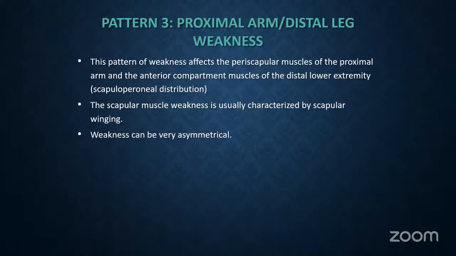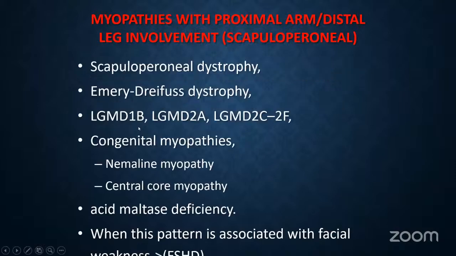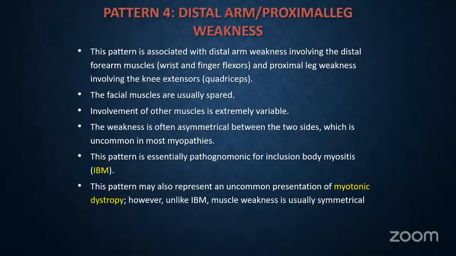Proximal arm or distal leg weakness is also another pattern, the third pattern. This is also known as a scapuloperoneal pattern. Scapuloperoneal pattern can be seen in scapuloperoneal muscular dystrophy, EDMD, LGMD1B, 2A, and 2C to 2F, nemaline myopathy, central core myopathy, and acid maltase deficiency. If this pattern has associated facial weakness, we should put FSHD as an important differential. Distal arm or proximal leg weakness is essentially pathognomonic for IBM and may also be an uncommon presentation of myotonic dystrophy. In here, there is distal arm weakness involving the wrist and finger flexors and proximal leg weakness involving the knee extensors.